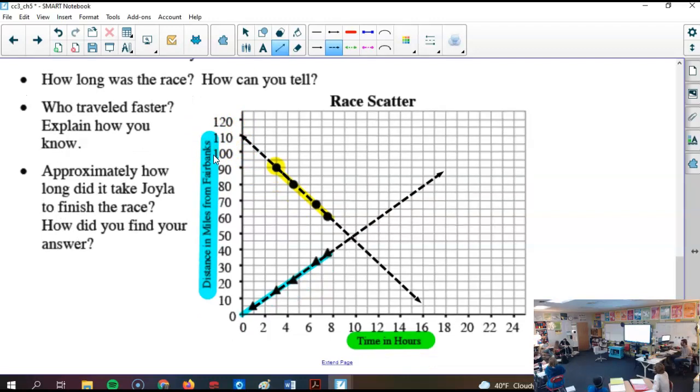Approximately how long into the race was it when they crossed paths? Between like 9 and 10 hours. Like between 9 and 10 hours. 9 hours and 45 minutes.